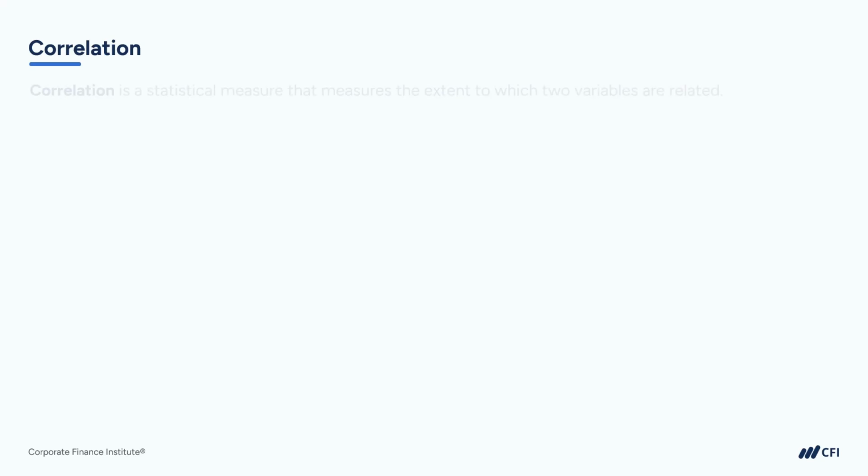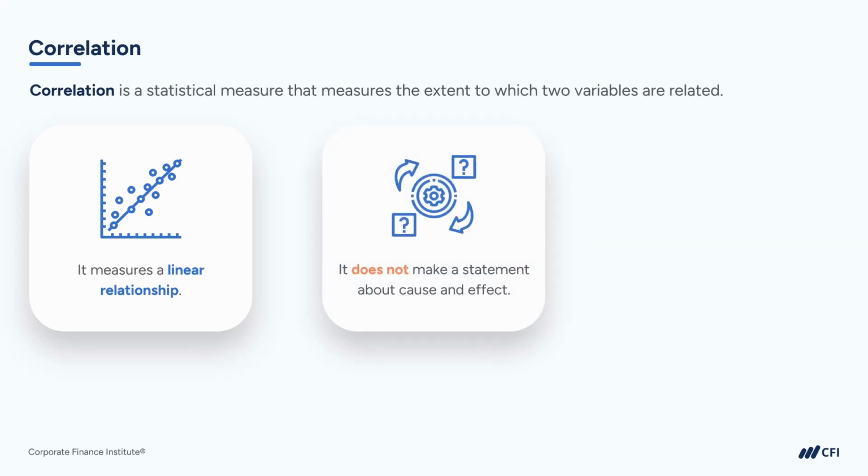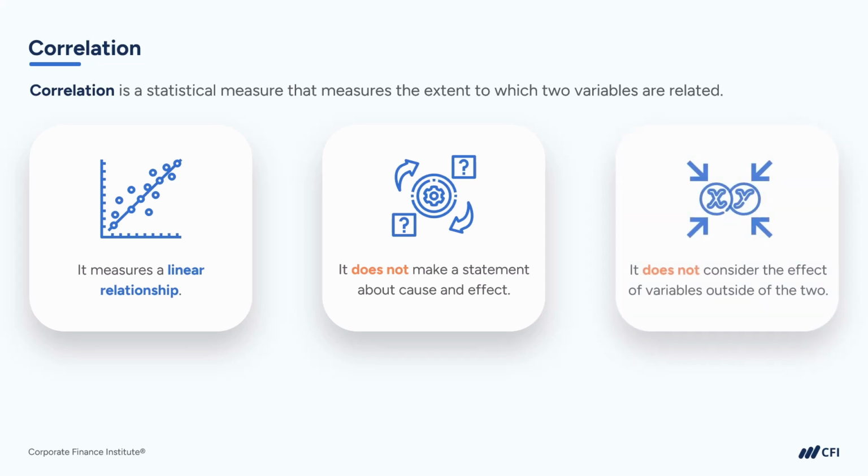Correlation is a statistical measure that measures the extent to which two variables are related. Correlation measures a linear relationship, meaning that two variables change together at a constant rate. Correlation describes a relationship between two variables, but it does not make a statement about the cause and effect of this relationship. It does not state which variable causes another variable to increase or decrease. Correlation also does not consider the effect of other variables outside of the two being considered.